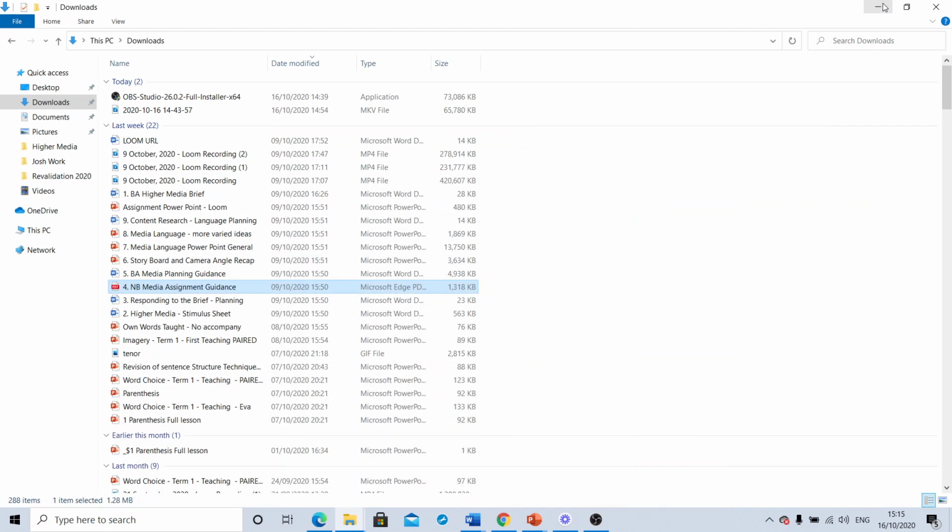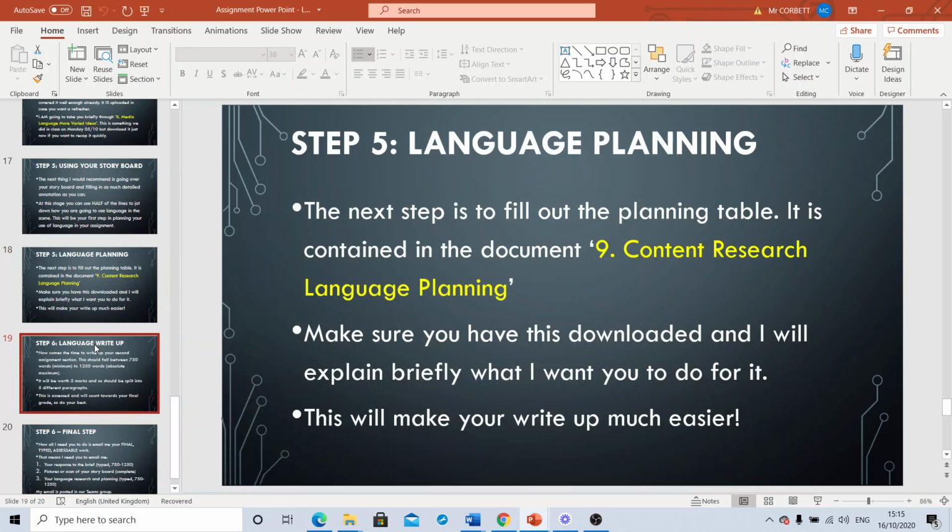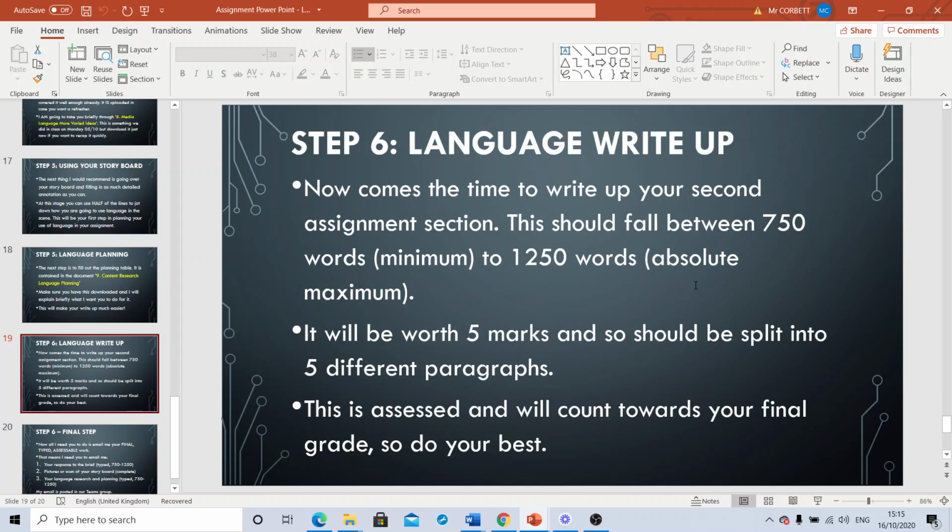When we are looking at this, we are looking at between 750 and 1250 words. It is a fair chunk that I'm looking for you to write. It will be worth 5 marks and should be split into 5 different paragraphs with 5 different pieces of analysis, i.e. each one should be one different piece of language that you're looking at, and it is assessed and it will count towards your final grade.